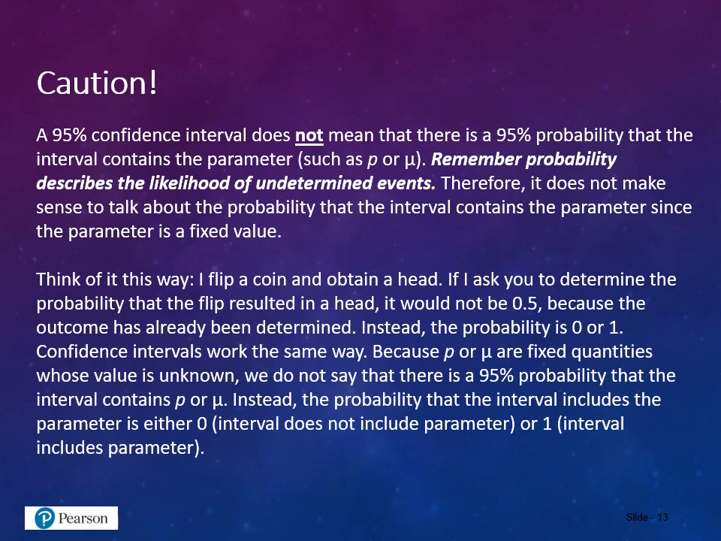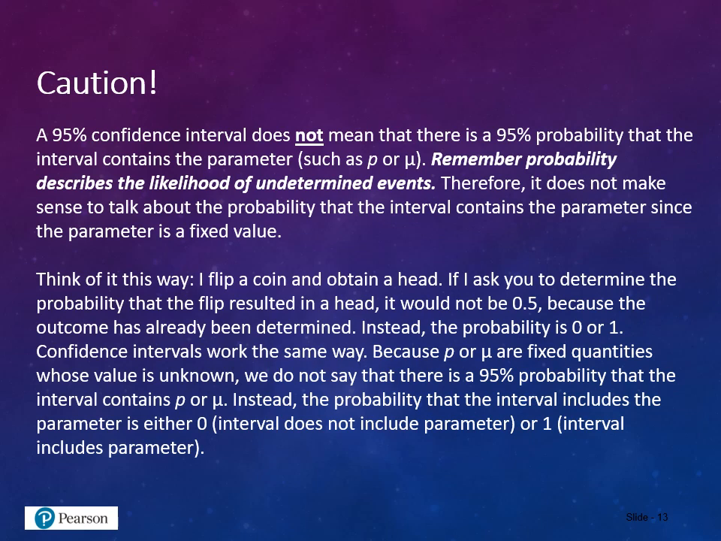Be careful now, a 95% confidence interval does not mean that there's a 95% probability that the interval contains the parameter, such as the population parameter or mu, the mean. Remember, probability describes the likelihood of undetermined events. Therefore, it does not make sense to talk about the probability that the interval contains the parameter, since the parameter is a fixed value.